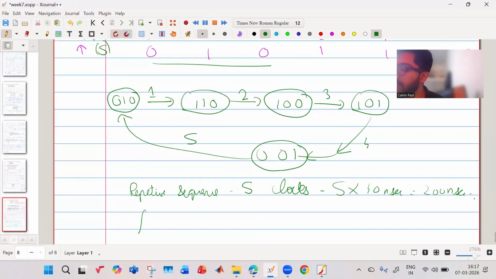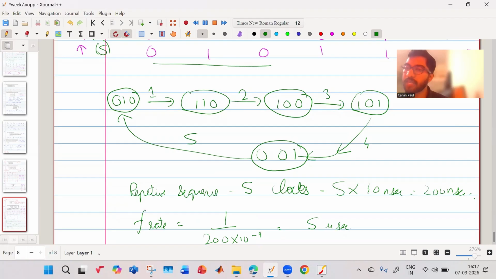So what is the rate? What is the rate at which your signals, your bits, are changing? It is 1 upon 200 nanoseconds. That comes out to be 5 microsecond. Right? 5 microsecond.